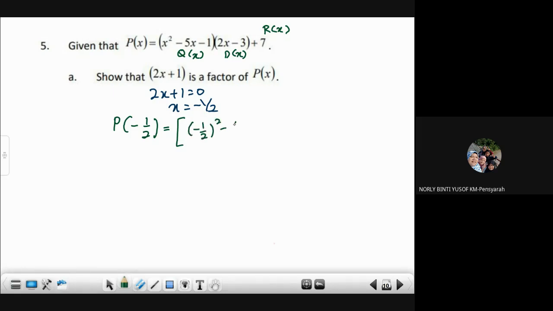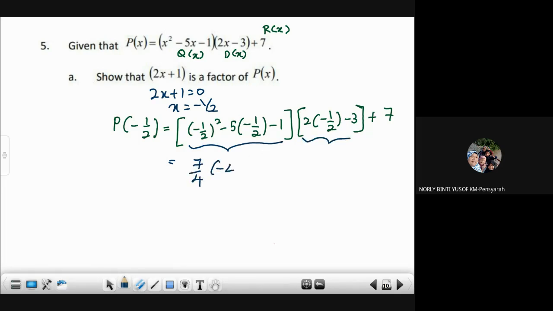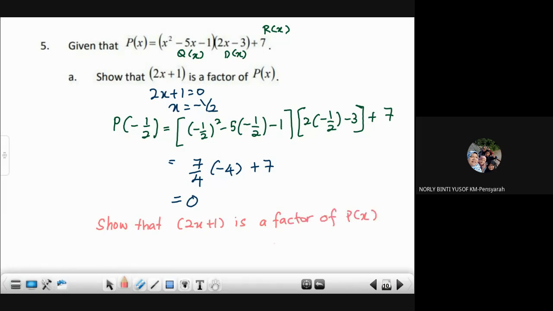Substitute negative half: squared minus 5 times negative half minus 1, then 2 times negative half minus 3, plus 7. You can press it all at once in the calculator or one by one. This answer is 7/4, this one is negative 4 plus 7. The answer will be zero. You will get the remainder 0. So, show that 2x plus 1 is a factor of P(x) because the remainder of your divisor is 0. Your negative half gives zero.